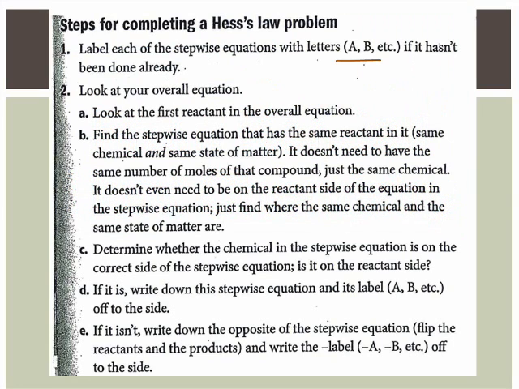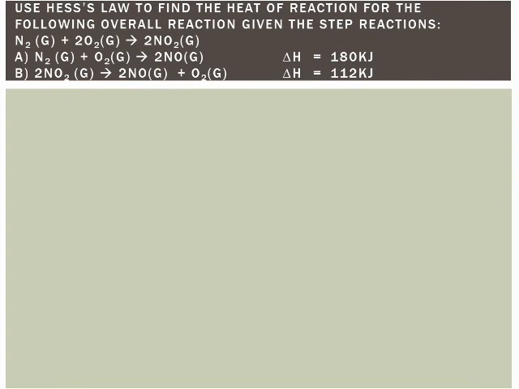So let's look at a problem and then we'll go back to this so we can see what we're talking about. Use Hess's law to find the heat of reaction for the following overall reaction given the step reactions. So N2, now notice this big G, that should be a little g. I was trying to get fancy with this PowerPoint, but they changed all the letters to lowercase, so I apologize. That should all be gas. Let's look back at that.